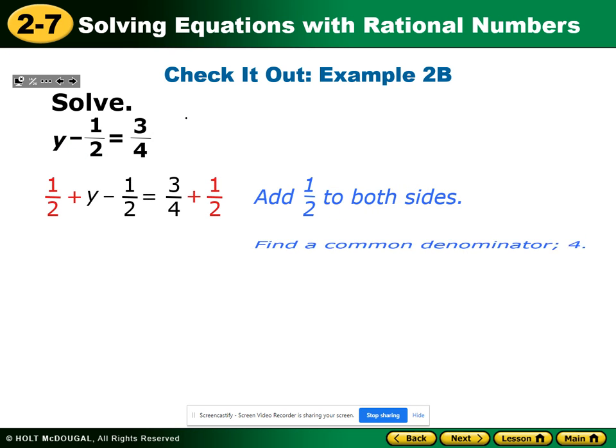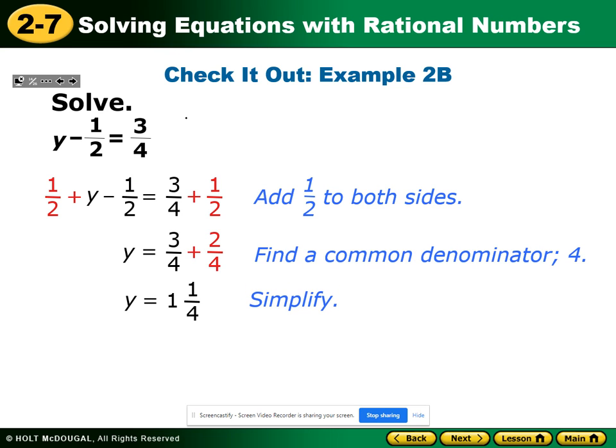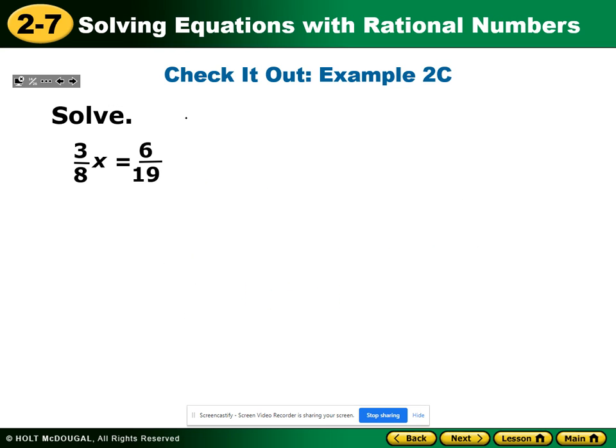They add 1/2 to each one. Find a common denominator. There's your 2/4. 1 and 1/4 is our answer. Again, we're multiplying by the reciprocal. 8/3. Since you have an 8 on top and bottom, I could divide by 8, get 1s. Divide by 3, get 1s. If I did it to one side, I must do it to the other side.